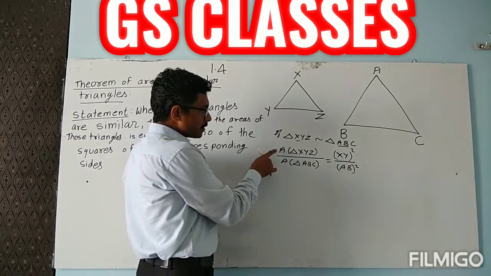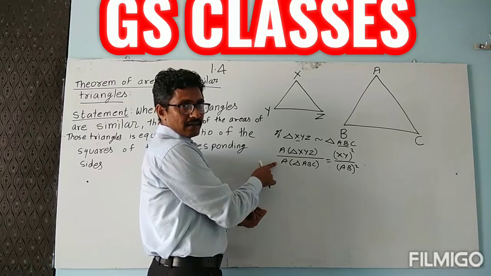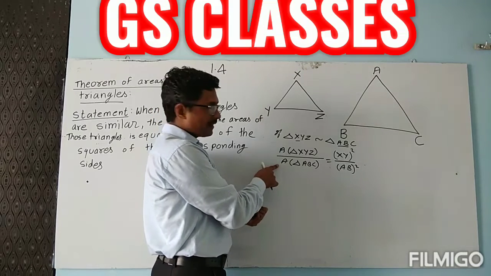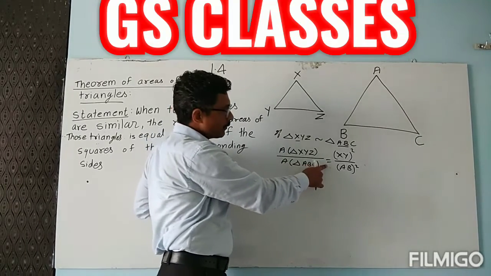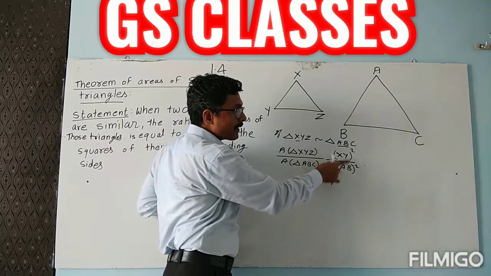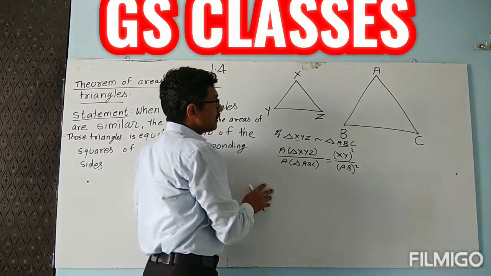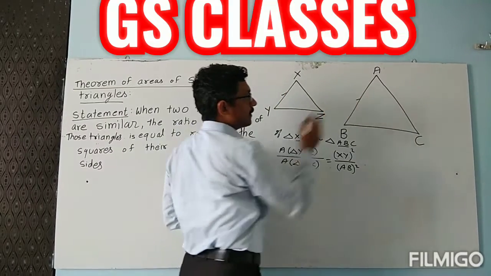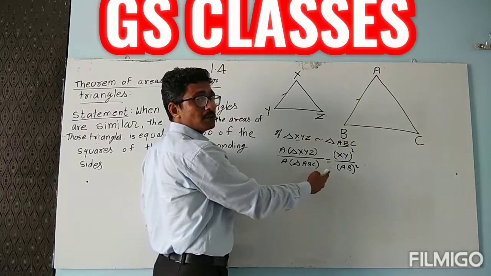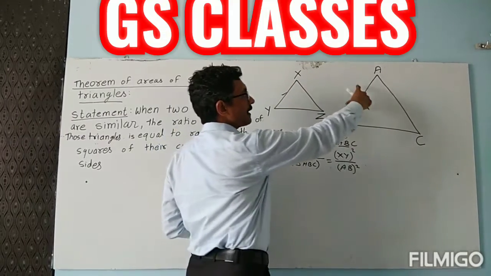This means the ratio of areas of similar triangles is equal to the ratio of the squares of corresponding sides. Here we have taken XY and AB. So the ratio of their areas will be equal to the ratio of the square of XY and the square of AB.